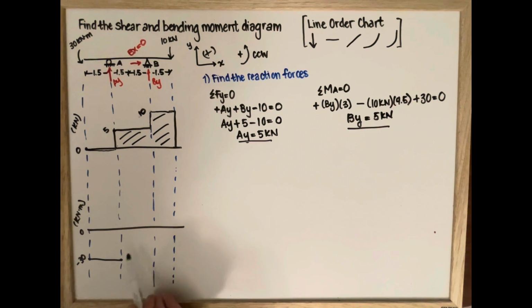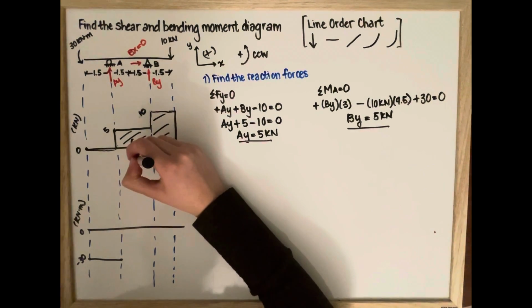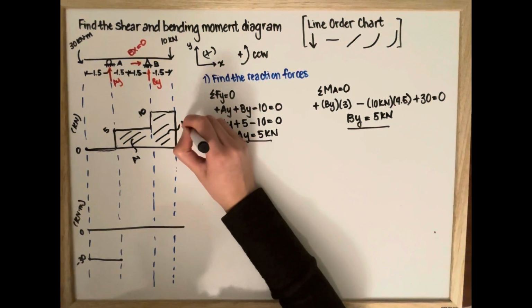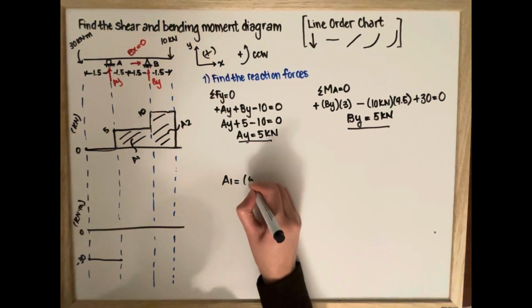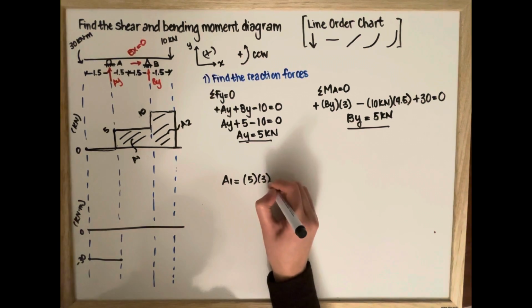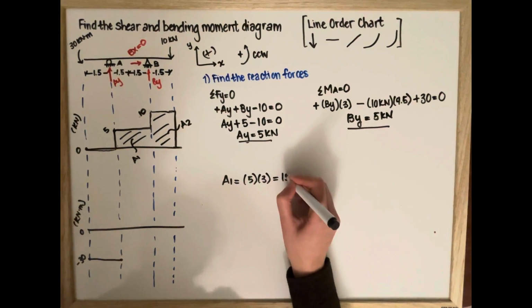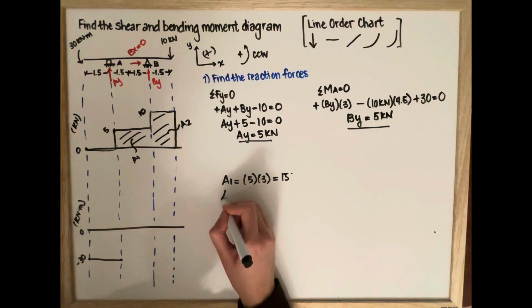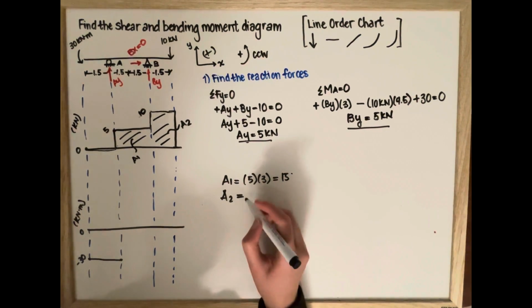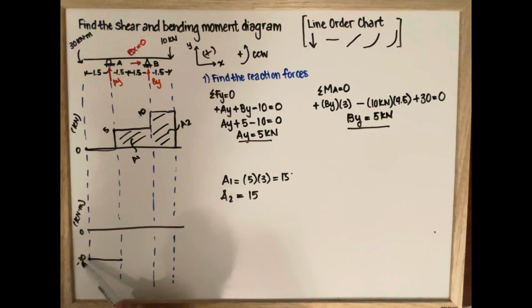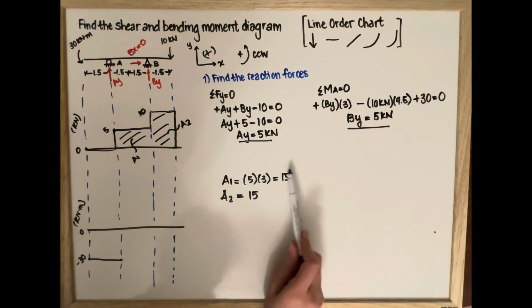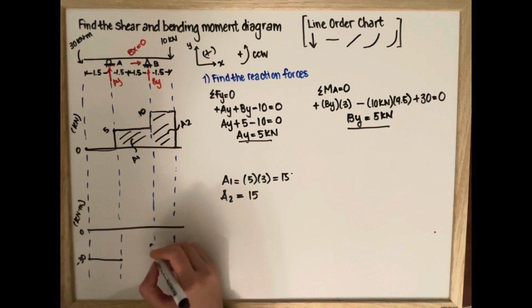And in order to figure out the moment for these two sections here, we must calculate the areas of the shear force diagram. So A1 equals 5 times 3, which is 15. And A2 is equal to 15. Now, negative 30 plus 15, because this is positive, is going to be negative 15.